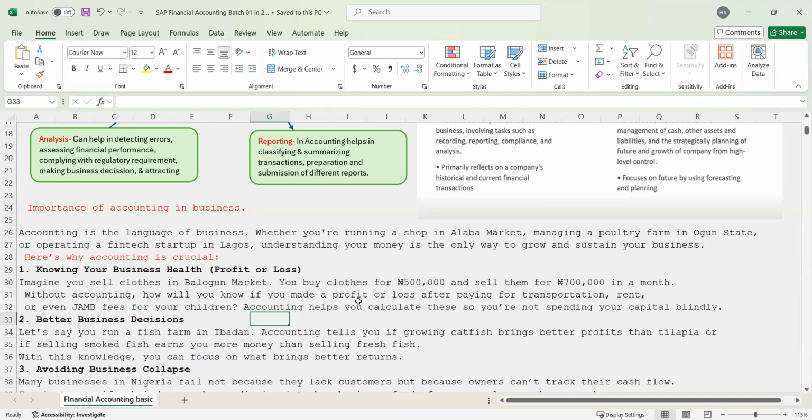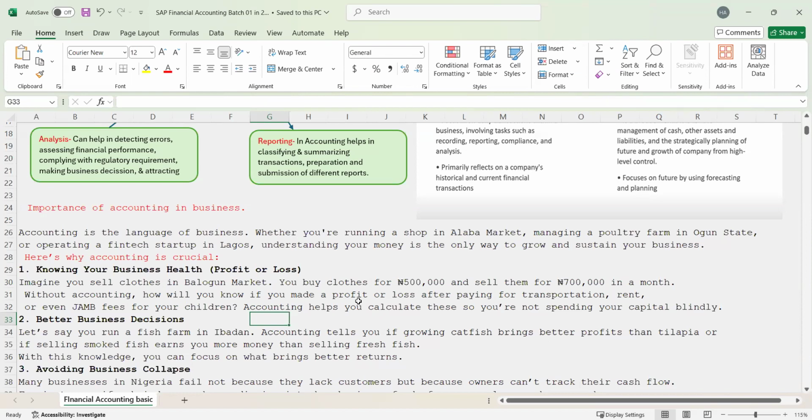Just imagine you are doing a merchandise kind of business, which means you buy and you sell, or you buy grains like maize or rice. Maybe you buy rice from Kebbi and bring it to Abuja to sell. You buy a bag of rice in Kebbi for maybe 50,000, then bring it to Abuja to sell for 70,000 naira. There's a difference there, right? But I don't want to go deep into that.